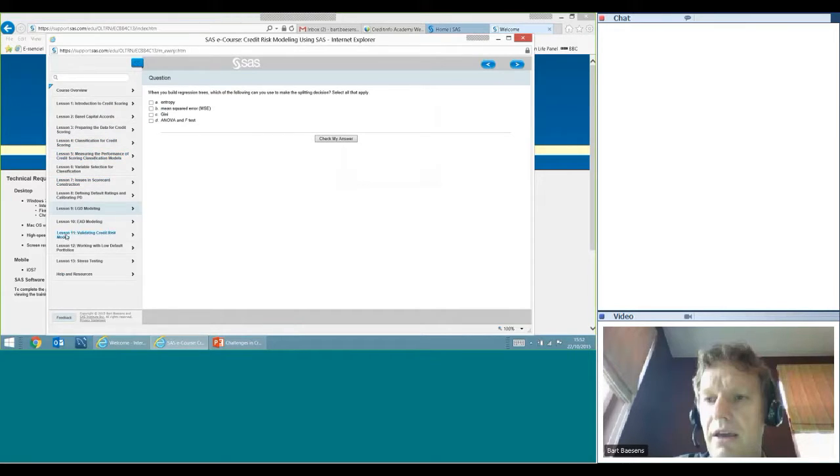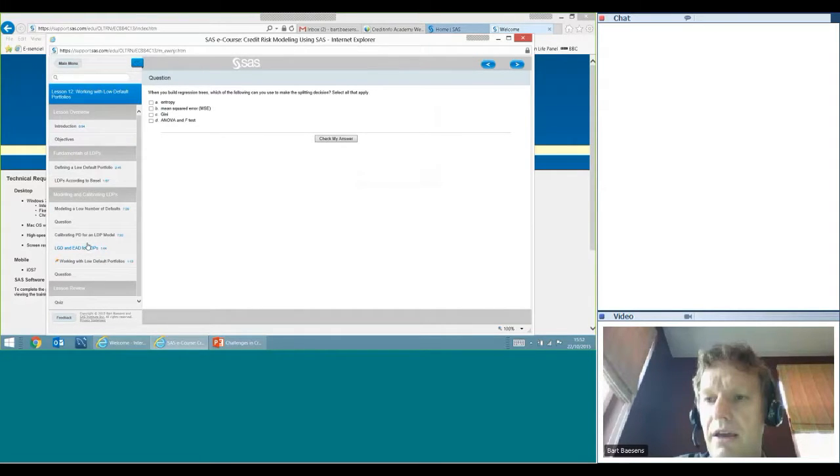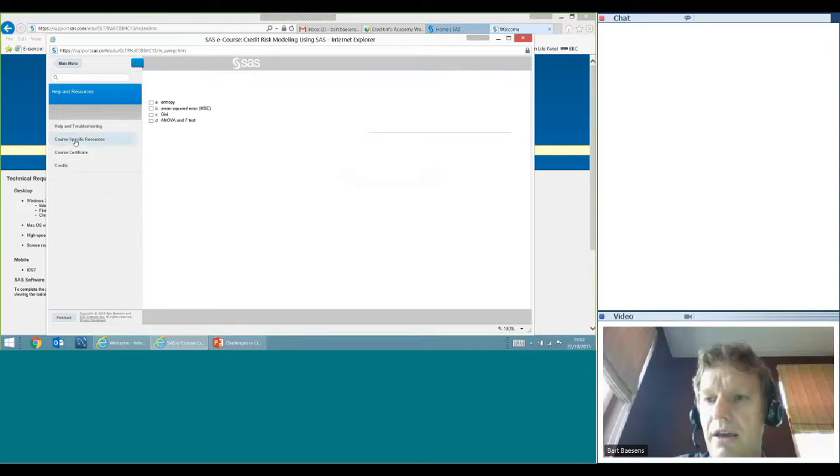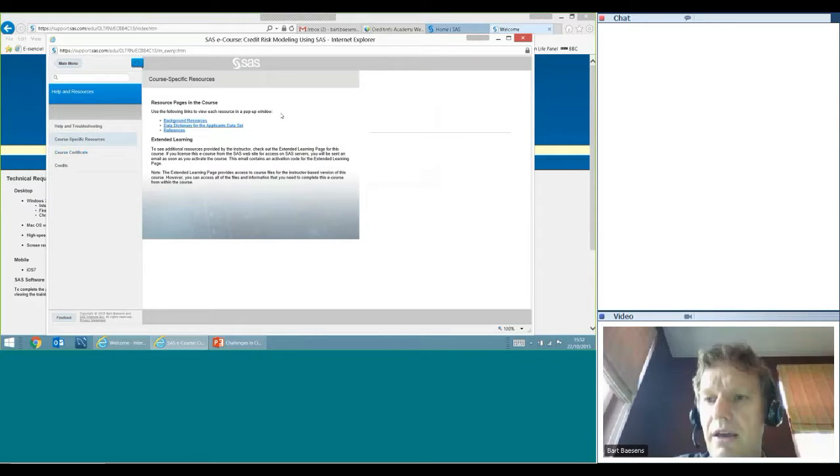It also comes with sessions on validating models and a very specific section on low default portfolios, which is an issue that is bothering many financial institutions nowadays. We also have a help and resource section where you can have the data sets. You can download them onto your machines.